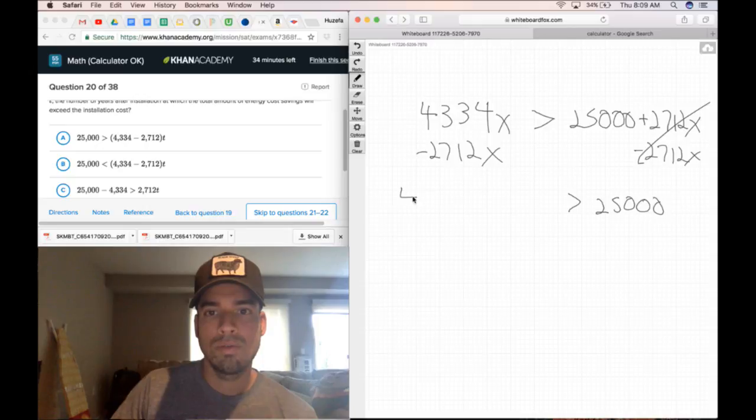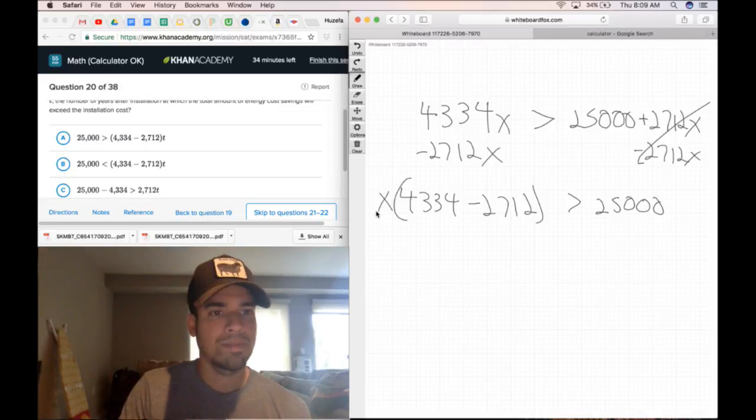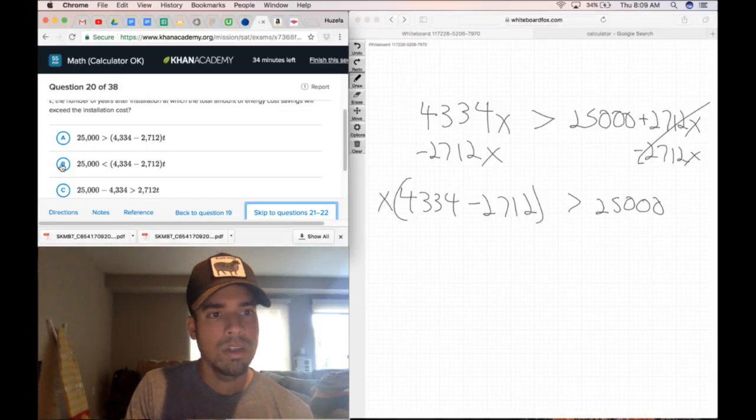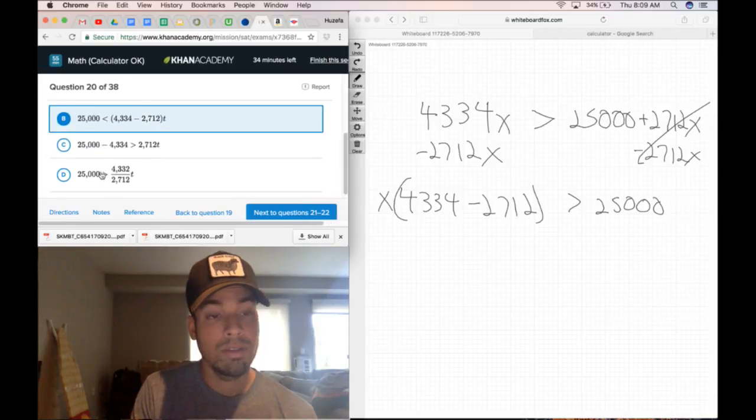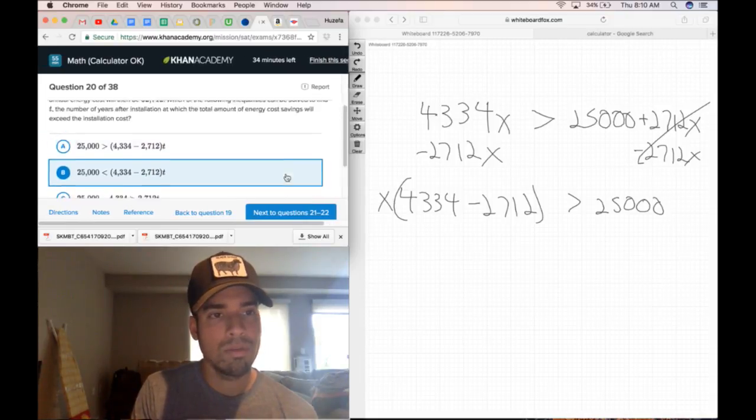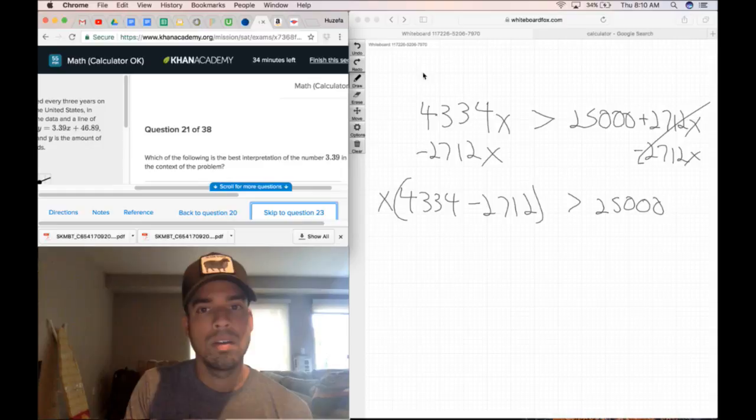Is less than or equal to 4334 minus. And what they did also is they factored out the x. And 25,000 is less than, yeah, it's this one. See, when you do that, that's right. 25,000, what else is this? They subtracted 4. No, this would not be right. And yeah, I don't even know how they would get D. D is completely wrong. So let's roll with that.